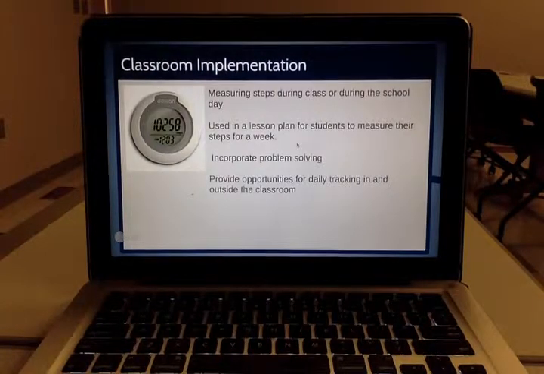How you would use it in the classroom. The main reason would be measuring steps during class or during the school day, like have the children wear them in the hallway to the other classes. You could use it in a lesson plan for students to measure their steps for an entire week, like incorporate it into a unit plan. You can incorporate problem solving, like adding up your steps and seeing how it relates to walking a mile. You can provide opportunities for daily tracking in and outside the classroom since they are portable.